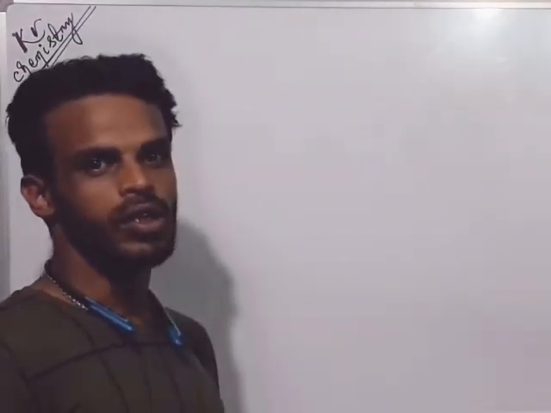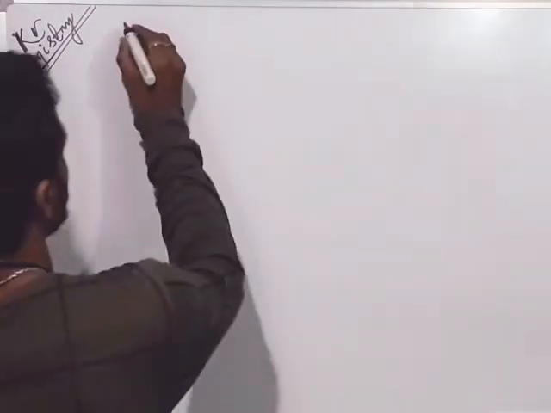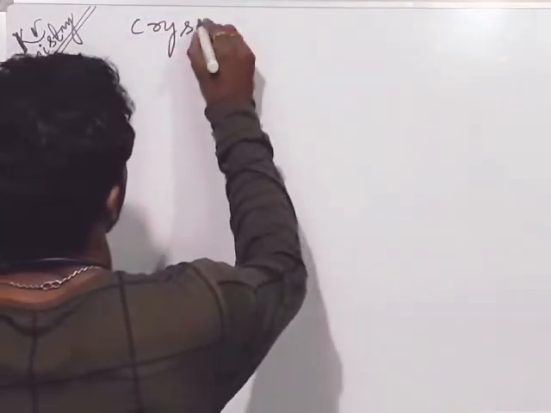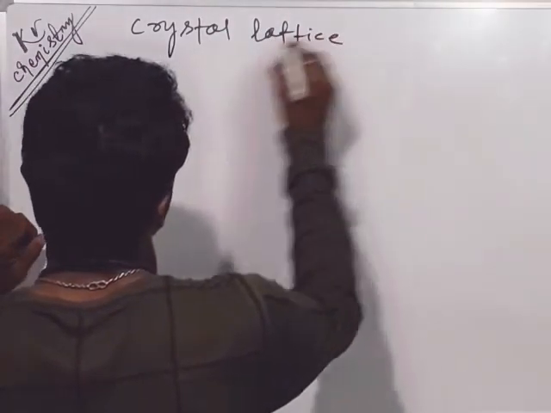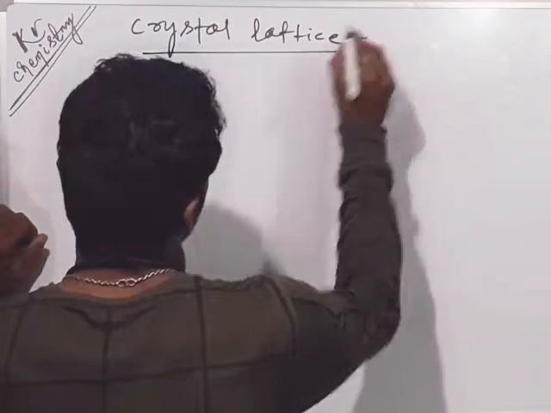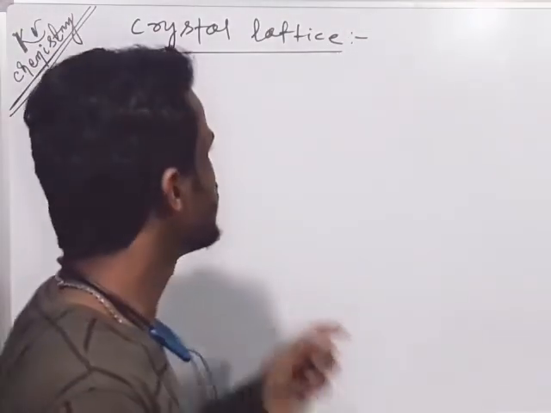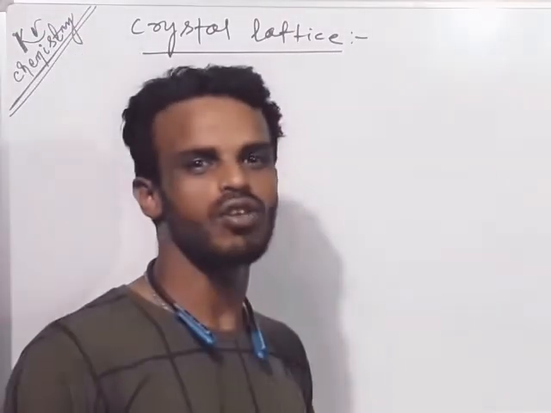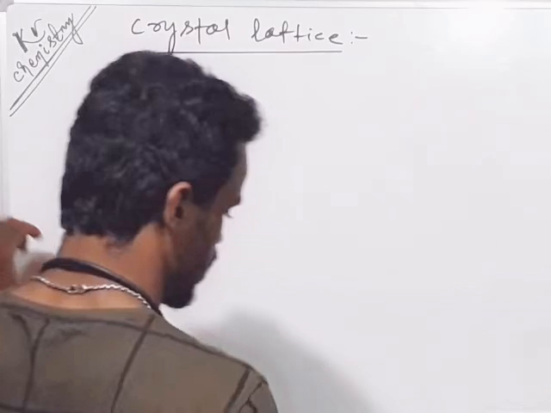Now we are going to discuss the crystal lattice that is present in the solid state. What is a crystal lattice? A crystal lattice is a regular arrangement of particles in three-dimensional space.